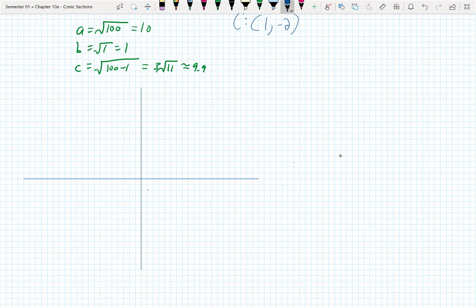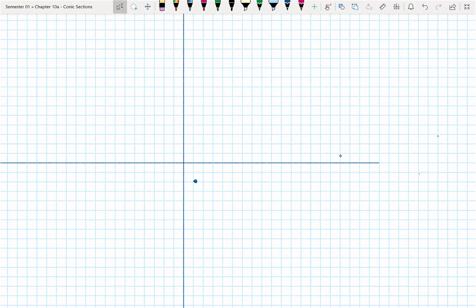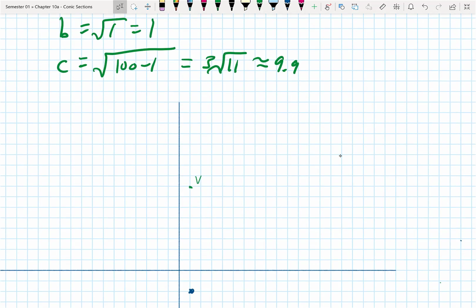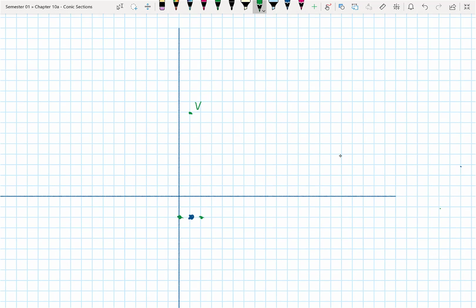Okay, so (1, -2), zoom in. A is 10, which means I'm going to go 10 up and 10 down. Oh, lost count. Here, here, here, here. Okay, there we go. And I'm going to put V's for my vertices. I'm going to go 1 to the right and 1 to the left. Those are the M's. And then I'm going to go 9.9 up, and I know I had to exaggerate this for the foci.